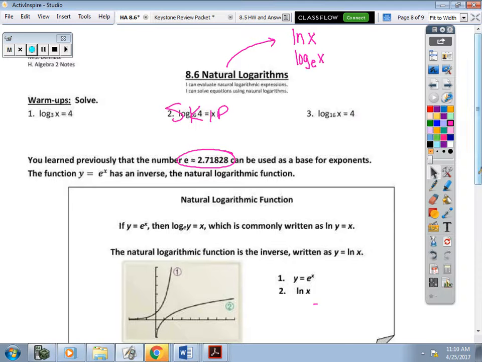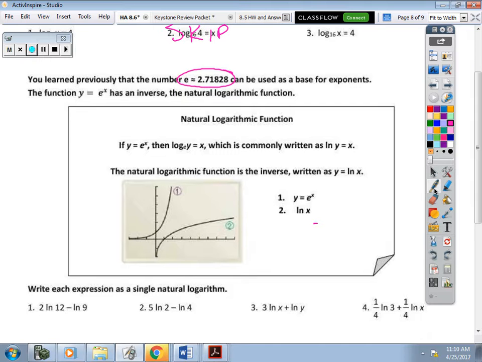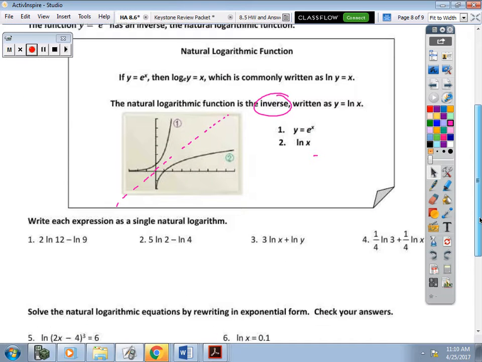So here's an example of the graphs, just so you can see what they look like, because we did graph logarithmic functions and exponential functions. This is the e to the x and the natural log of x, and you can see that they are indeed inverses. They've been reflected across the line y equals x. We're not going to be graphing any of them, but just so you see what they look like.